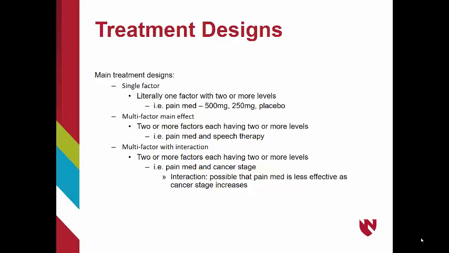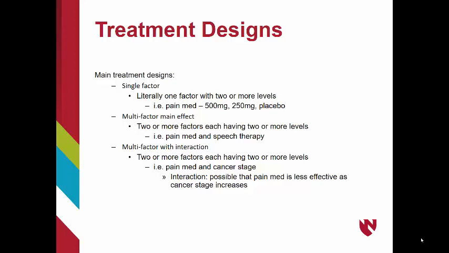So I have 2 or more levels at each one of these factors. And an interaction is saying that it's possible that a pain medication is less effective as a cancer stage increases, saying that the effect of the pain medication is mitigated or tempered by the cancer stage. And that would imply that there's something going on. I can't just say there's some main effect of the pain med.